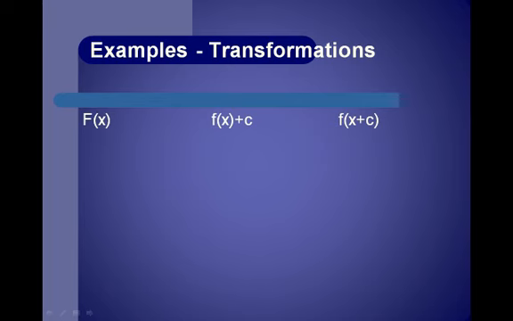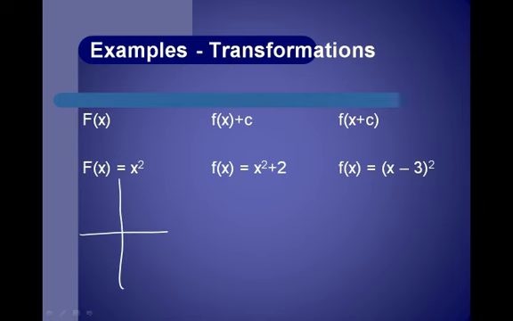Let's do another example. If we do f of x is equal to x squared, our typical parabola is this little shape right here. X squared plus 2, because we're adding it to the end, means we're going to go up 2. So this graph, instead of having a vertex at 0, 0, we're going to shift it up 2, and then we're going to draw in our parabola going up like that. Notice it's the same picture, we're just shifting it up 2.